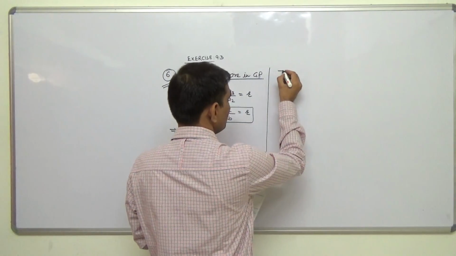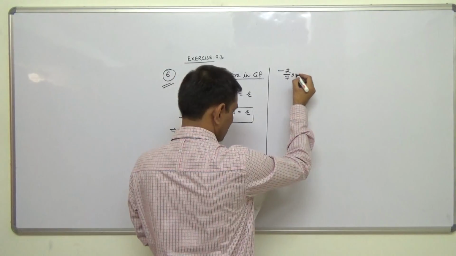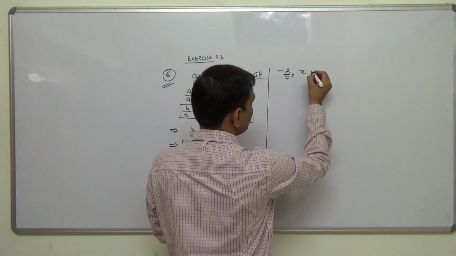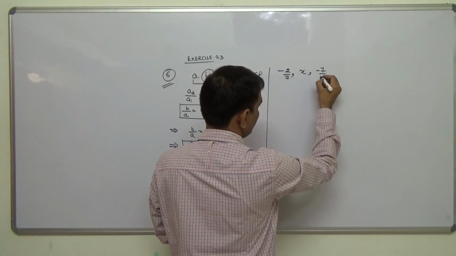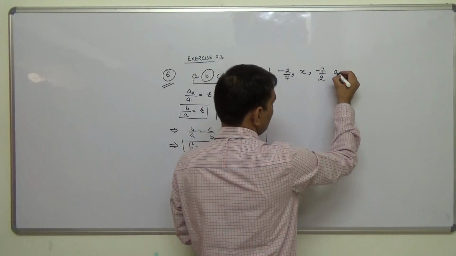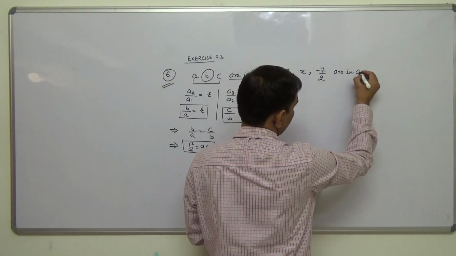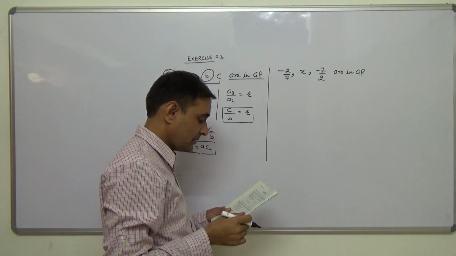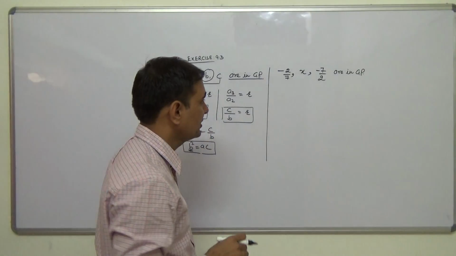We have minus 2 by 7, x and minus 7 by 2. Minus 2 by 7, x, minus 7 by 2 are in GP. ये तीन नंबर हमारे GP में हैं. Right? Then we have to find x. x हमें find करना है.